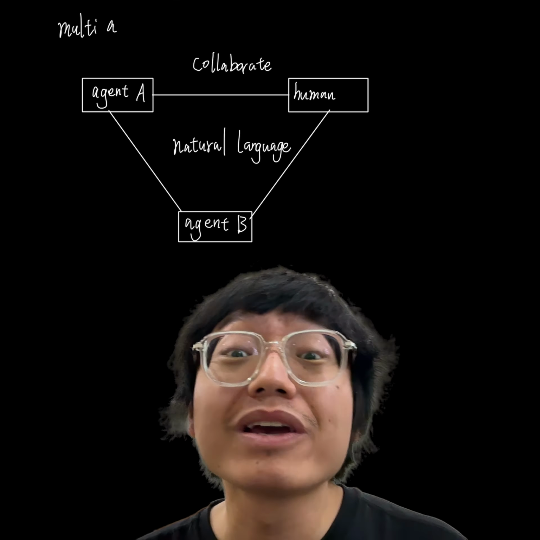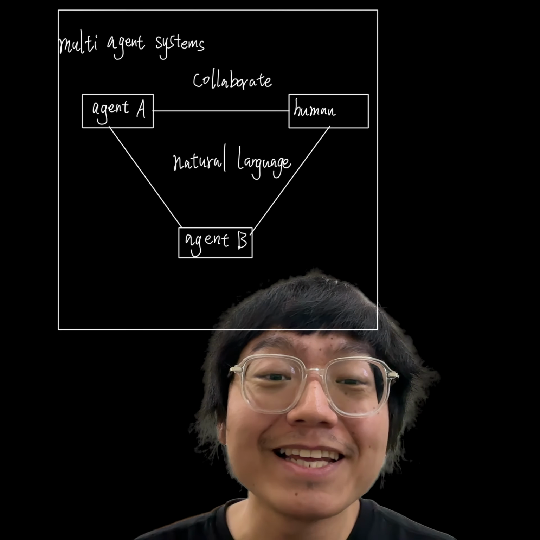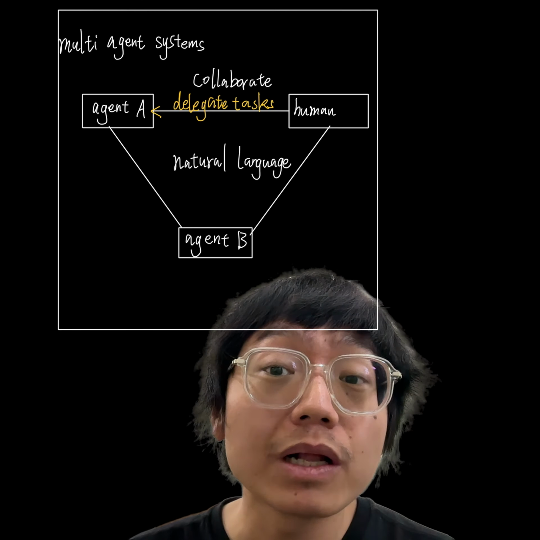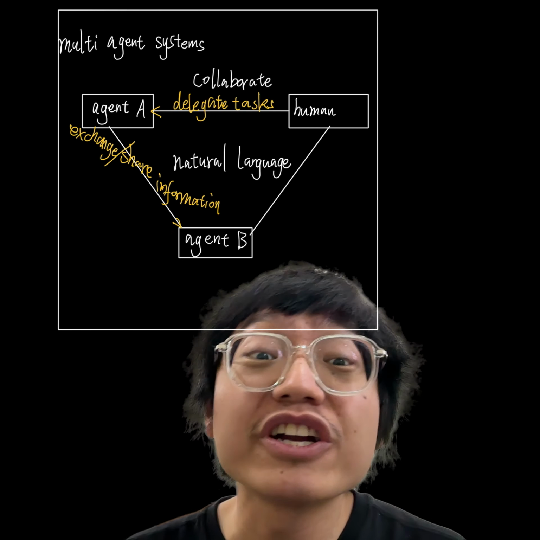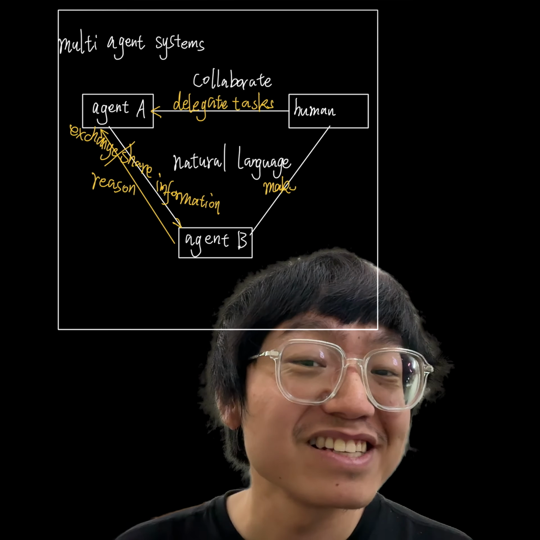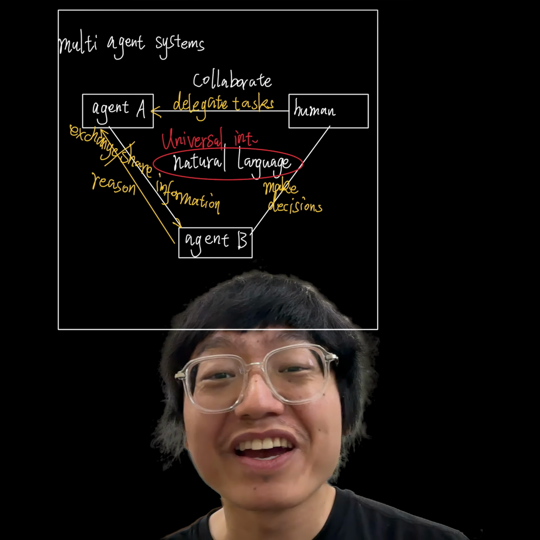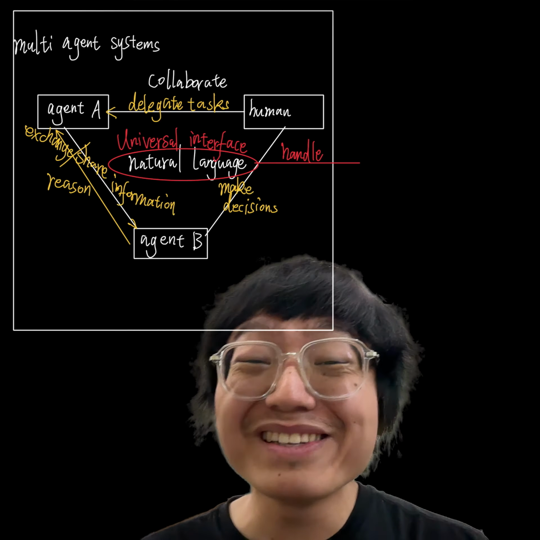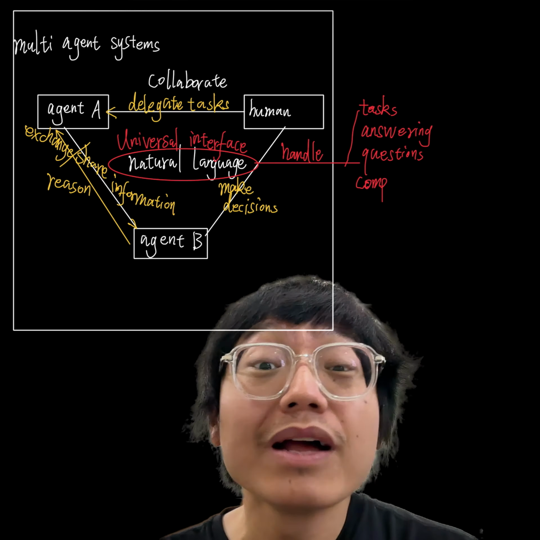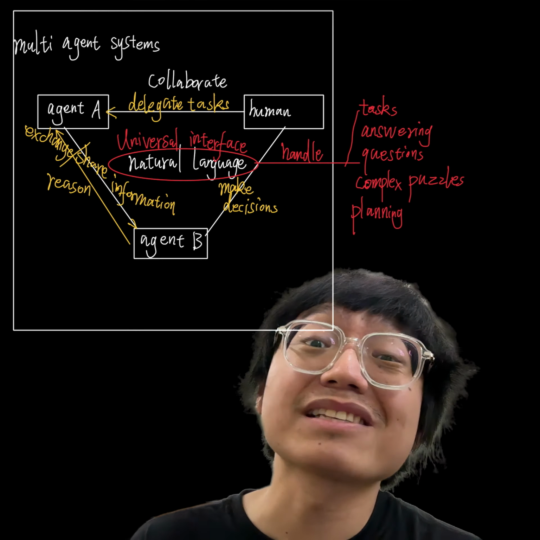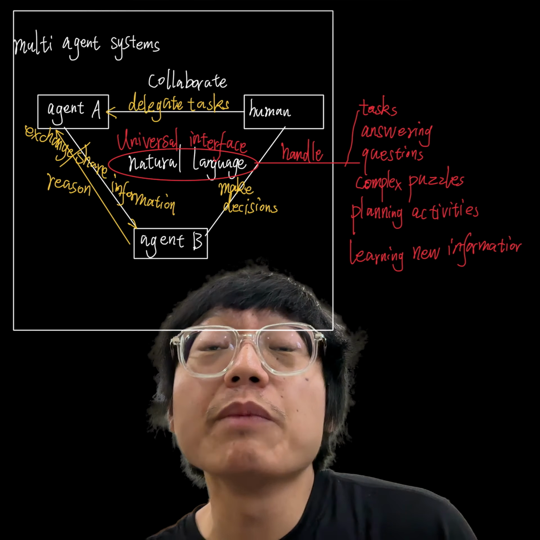Imagine an AI working with another AI to complete tasks, let's say managing inventory for a warehouse. They communicate back and forth in natural language to share information, delegate tasks, and make decisions. So language has become the universal interface for AI agents, which means they can handle an enormous variety of tasks, from answering questions, solving complex puzzles, and planning activities, to even learning new information on the fly.